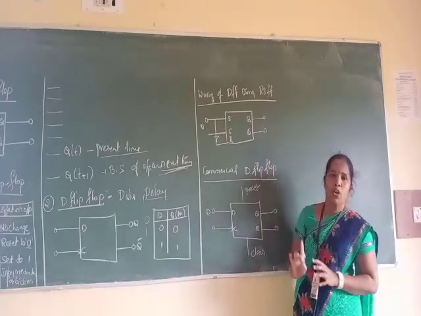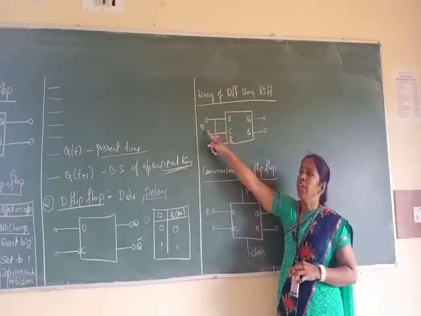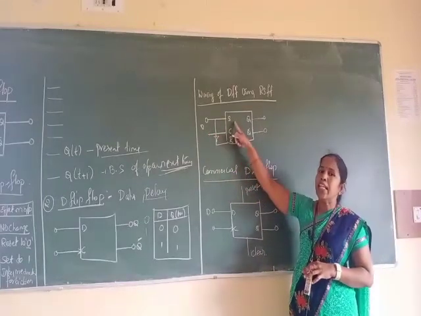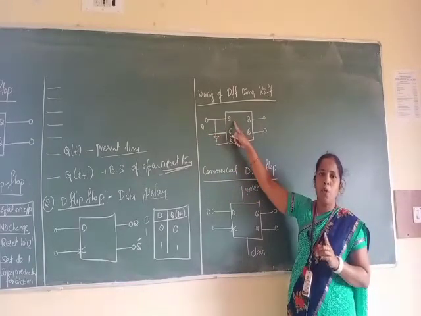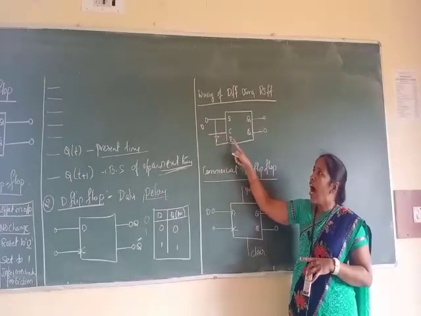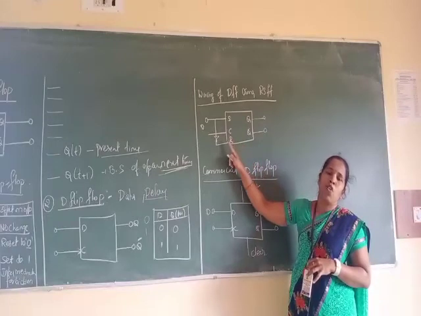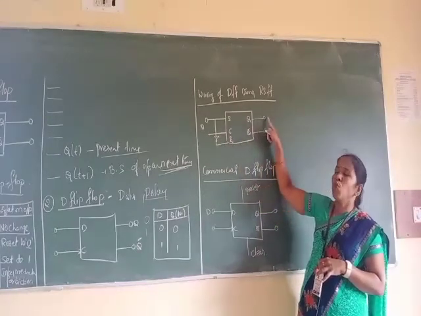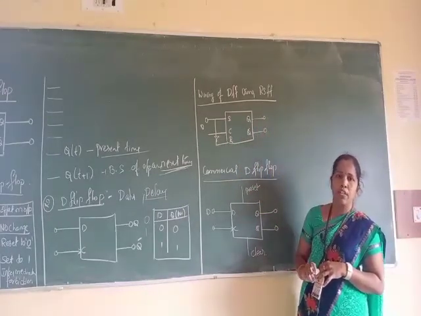So only one point you are going to write: the data input is directly connected to the S input of the RS flip-flop, and the inversion of the data input is connected to the R input of the RS flip-flop, and it generates 2 outputs, Q and Q dash.